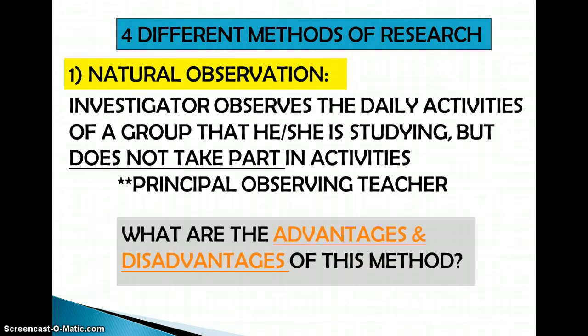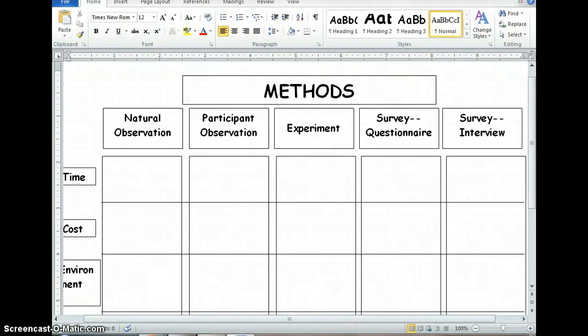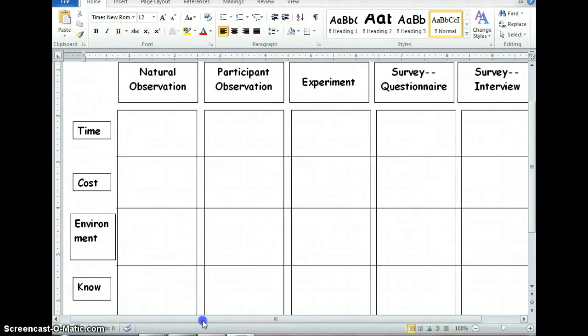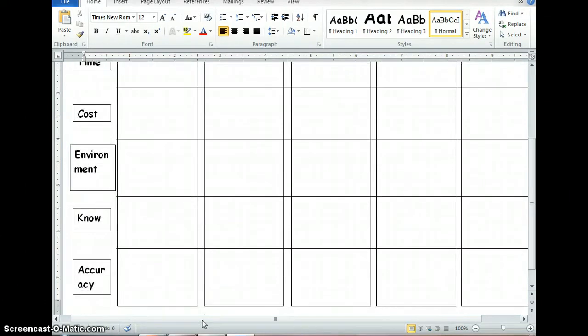So thinking about that, there are four or five different methods of research for sociologists, there have to be some advantages and disadvantages. So you need to go to the worksheet in your packet that looks like this. We're going to talk about all of these different types of methods, and we're going to compare them based on the concepts of time, cost, the environment, their knowledge, and their accuracy.